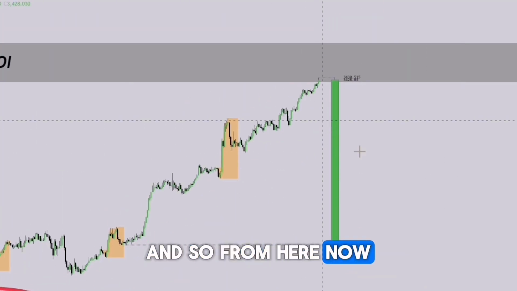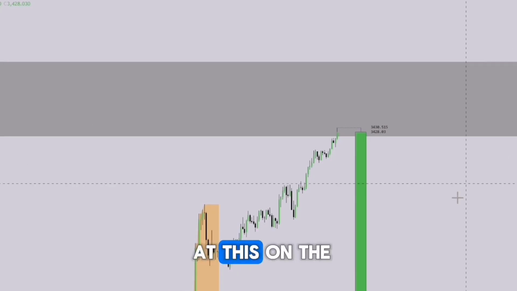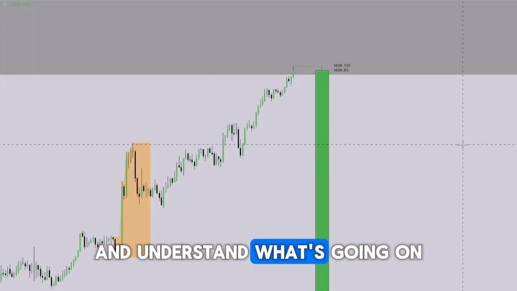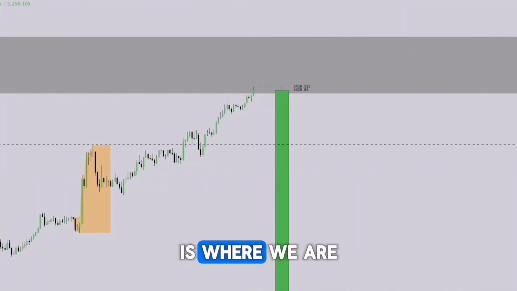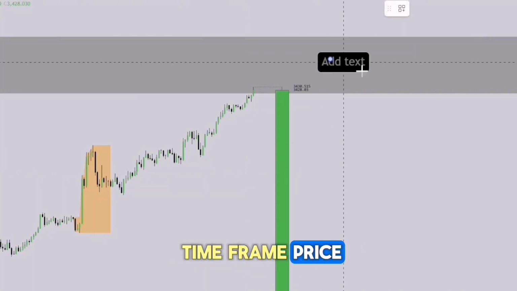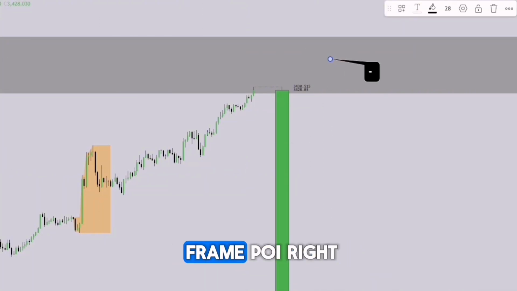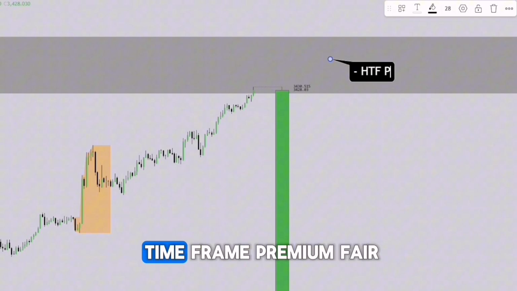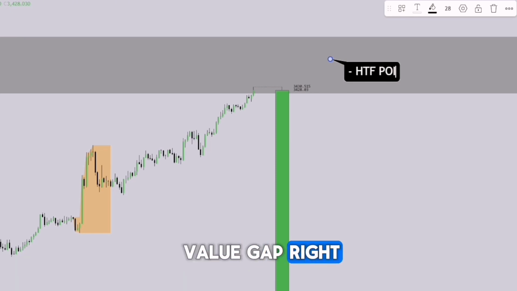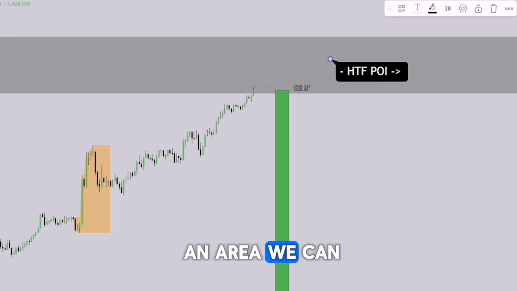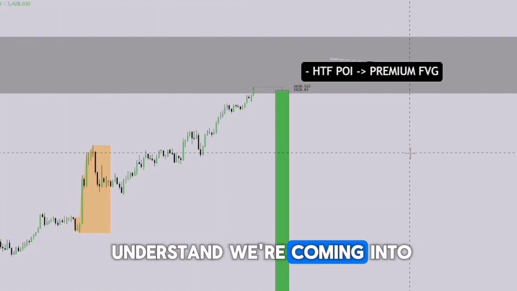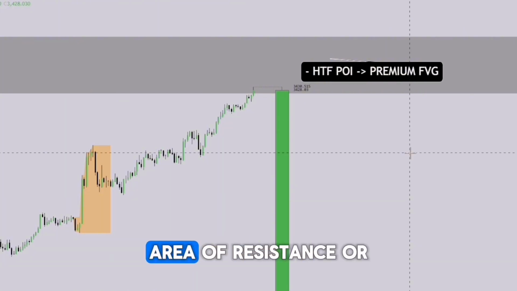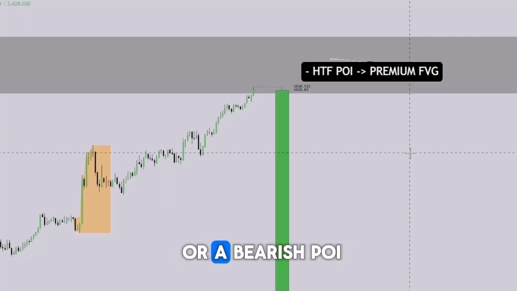And so from here now, how can we look at this on the 15-minute time frame and understand what's going on? What we need to understand straight away as traders is where we are in terms of higher time frame price. So we have come into a higher time frame POI. This is a higher time frame premium fair value gap. So this is definitely an area we can look for sells. Not guaranteed sells, but we need to understand we're coming into a higher time frame area of resistance or an area of supply or a bearish POI, whatever you want to call it, it's all the same thing.